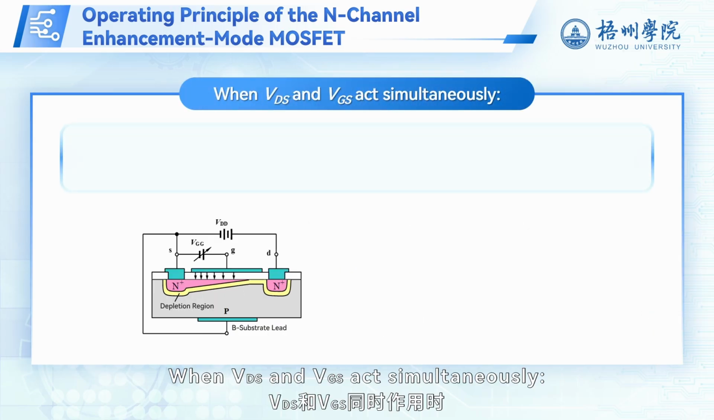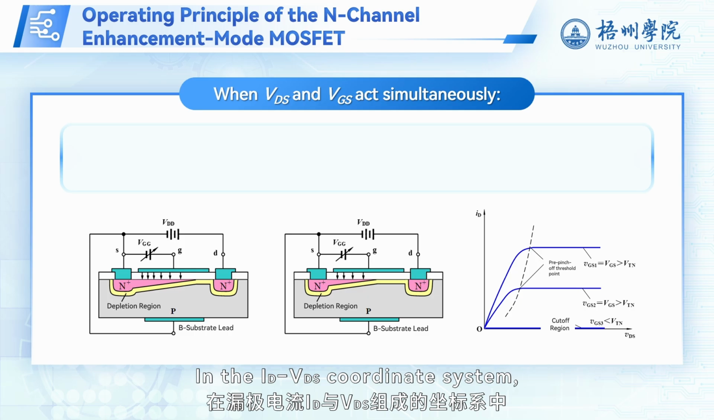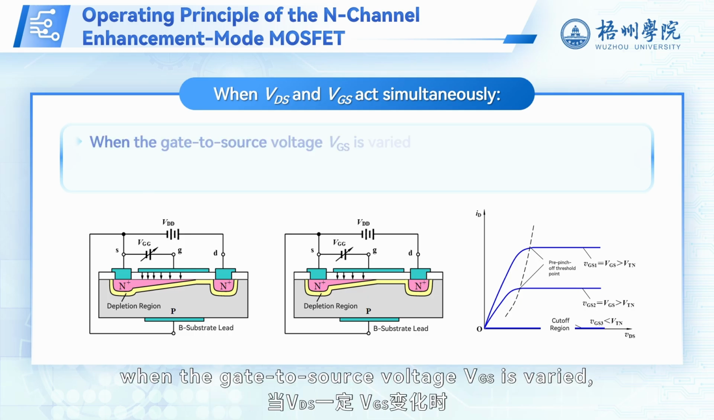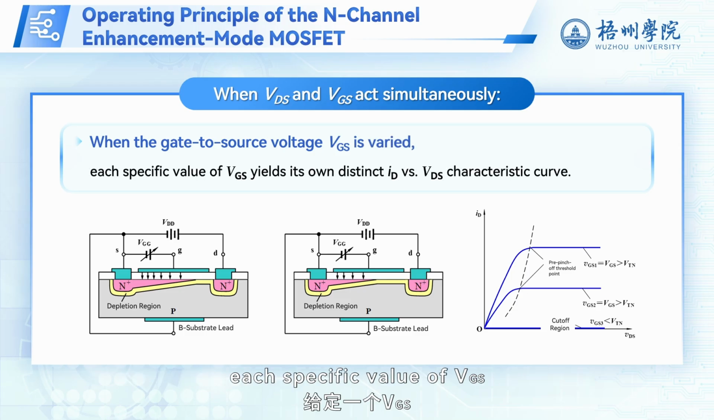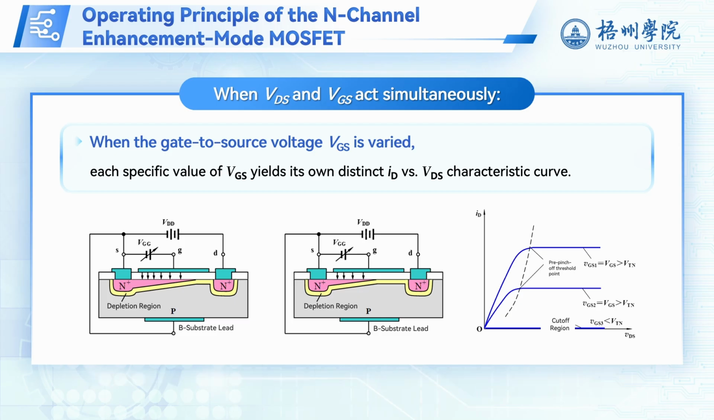When V_DS and V_GS act simultaneously, in the I_D, V_DS coordinate system, when the gate-to-source voltage V_GS is varied, each specific value of V_GS yields its own distinct I_D versus V_DS characteristic curve.